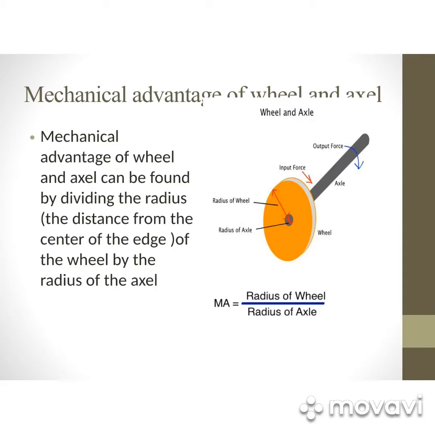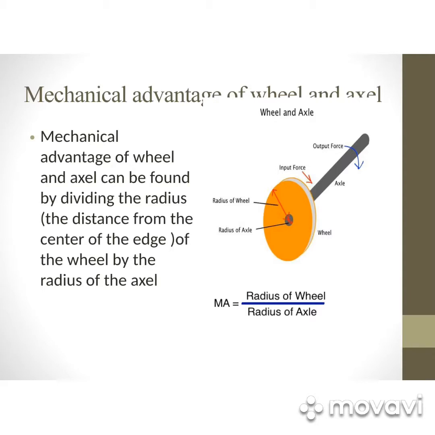Okay, let's talk about the mechanical advantage of a wheel and axle. How can we find the mechanical advantage of a wheel and axle? It can be found by dividing the radius, the distance from the center to the edge of the wheel, by the radius of the axle. What does it mean? It means that the mechanical advantage of the wheel and axle is the radius of the wheel divided by the radius of the axle.